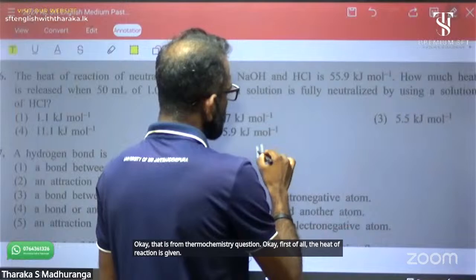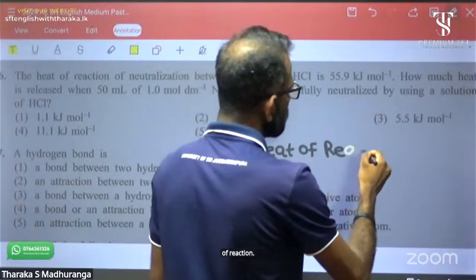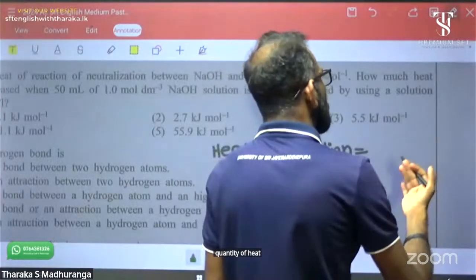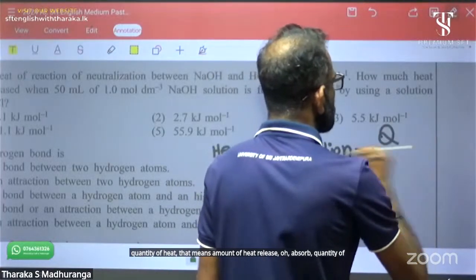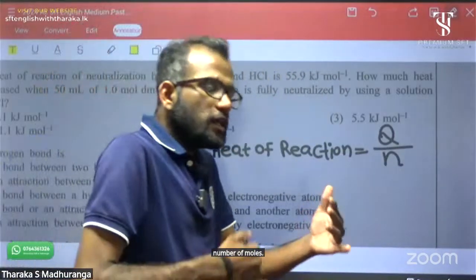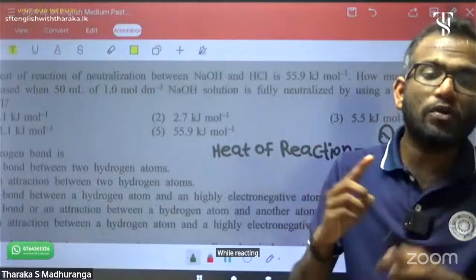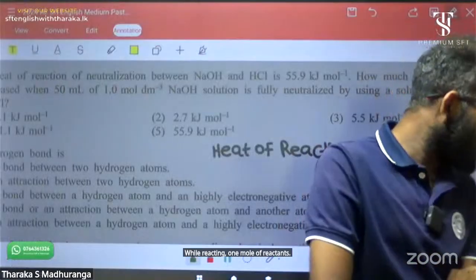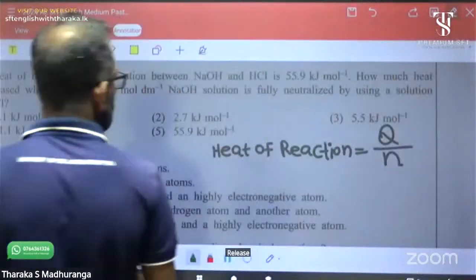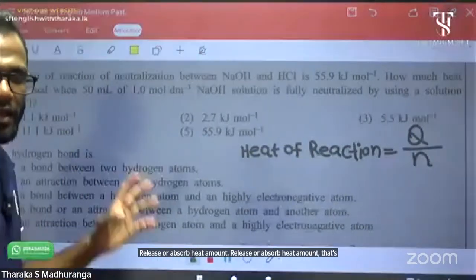You know, the heat of reaction is equal to the quantity of heat, that means the amount of heat released or absorbed, divided by the number of moles. Actually, the heat of reaction means the amount of heat released or absorbed while reacting 1 mole of reactants. That's the heat of reaction.